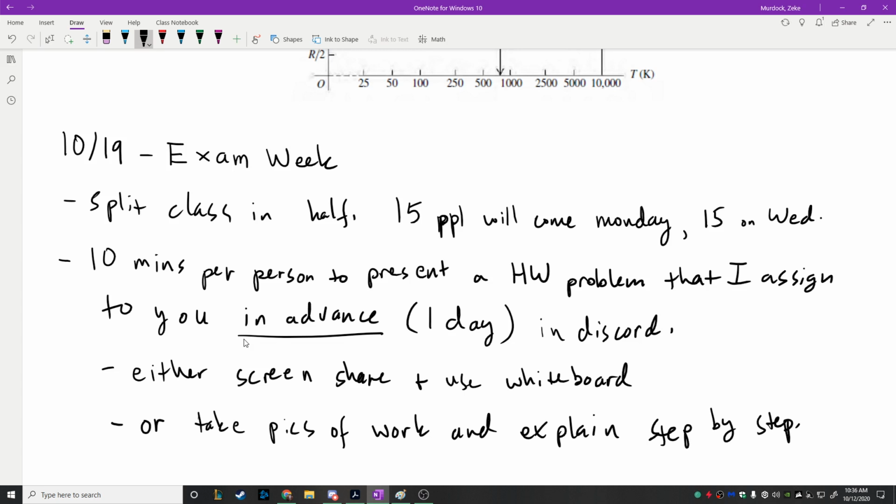I would vastly prefer that you do this if you can. If you have any way at all to start from a blank piece of paper and just start writing and explain every step, that's what I would prefer. If you don't have the ability to do that, then just take pictures of your work and explain it step by step. You could do this through Paint if you want to.